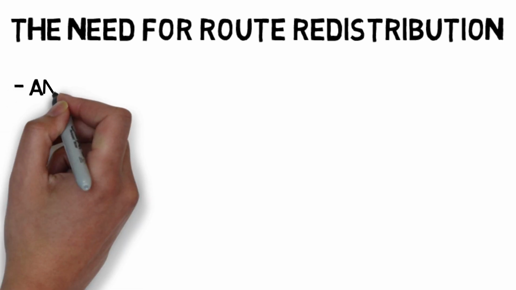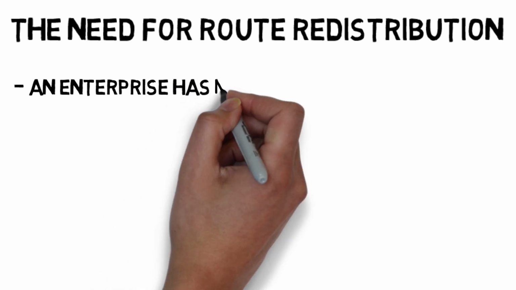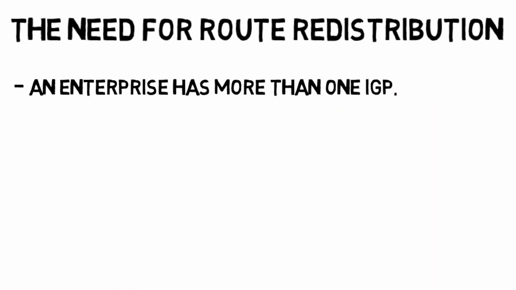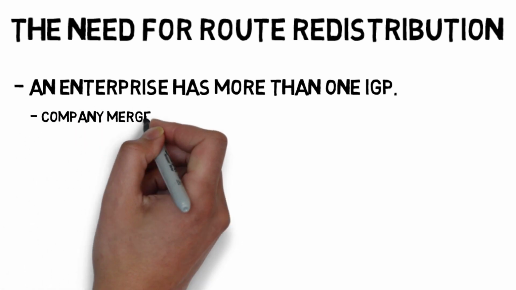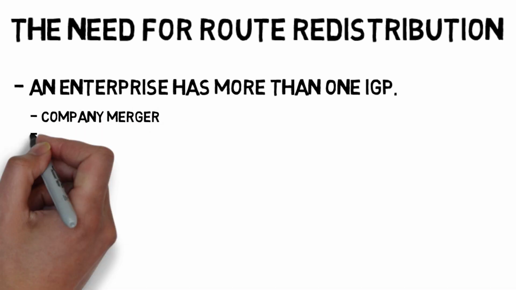First, why would we want to do route redistribution? Well, one reason is we've got an enterprise network running more than one interior gateway protocol. Maybe because there's been a company merger. Company A merged with Company B and one was running OSPF and the other was running RIP version 2. We might need to redistribute between those two different interior gateway protocols.